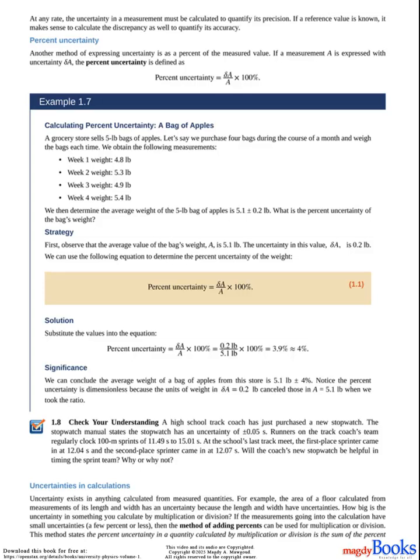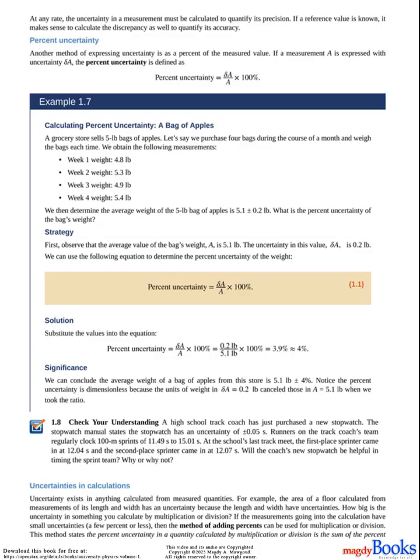B. Uncertainties in calculations. Uncertainty exists in anything calculated from measured quantities. For example, the area of a floor calculated from measurements of its length and width has an uncertainty because the length and width have uncertainties. How big is the uncertainty in something you calculate by multiplication or division? If the measurements going into the calculation have small uncertainties, a few percent or less, then the method of adding percents can be used for multiplication or division.